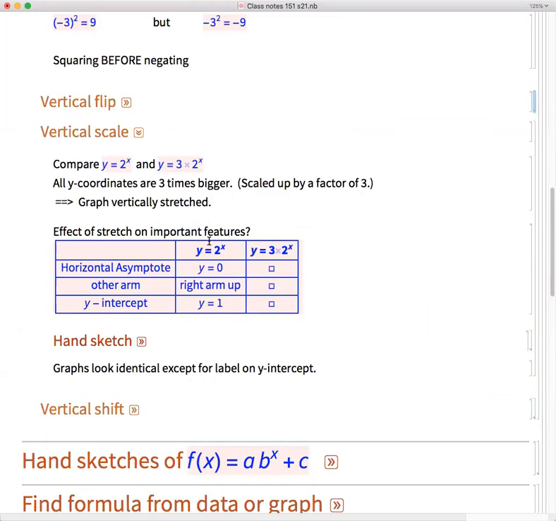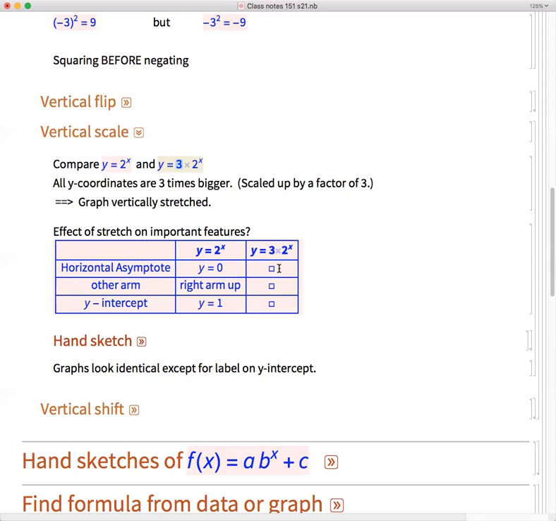Okay, let's look at vertical scale. So what we're going to do now, again, this is a review, is ask what happens when we multiply a function by some fixed constant. This is vertical scaling. So what's going to happen is that all of the y coordinates are going to get 3 times bigger, scaled up by a factor of 3. And graphically, this means that the graph is simply going to get vertically stretched, right? So what's the effect on the important features of this graph?